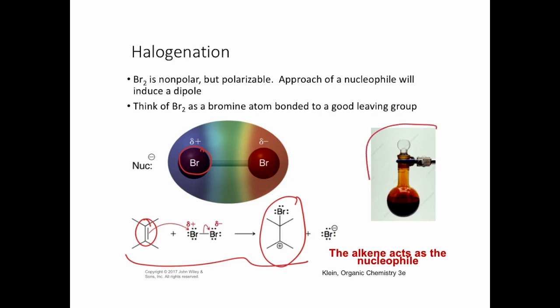But let me direct your attention to this picture. So this is a picture of bromine. It's this deep burgundy color, and it's very, very dense. It's a very, very dense liquid. And it's somewhat dangerous to use. So later I'll show you some alternative reagents that can be used instead of bromine.